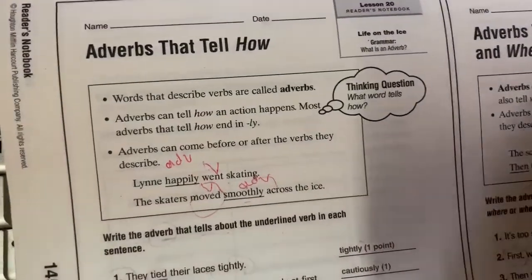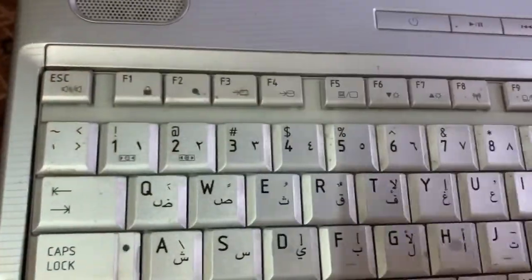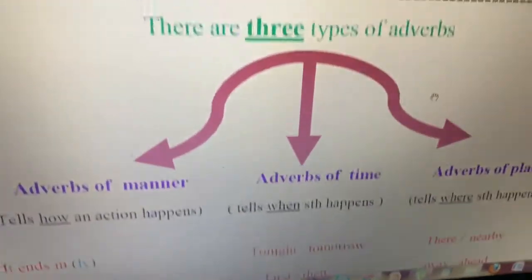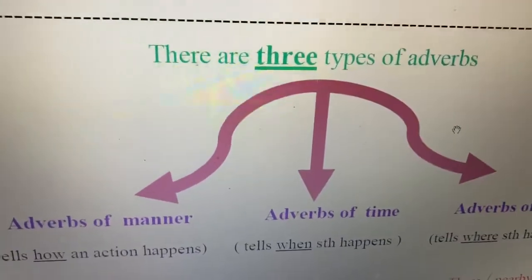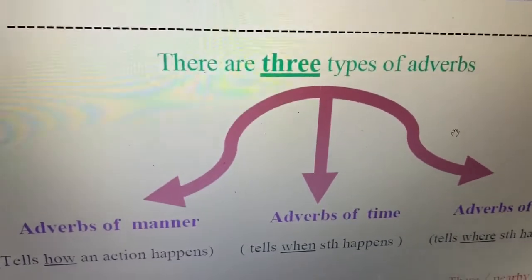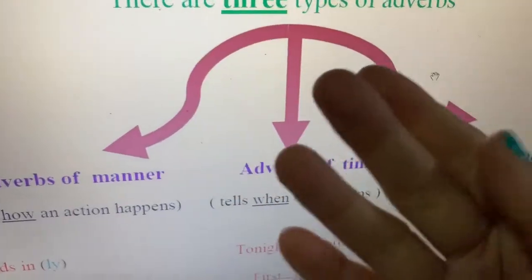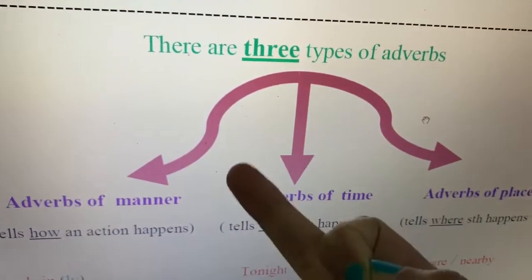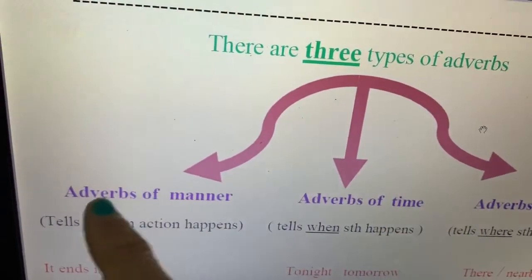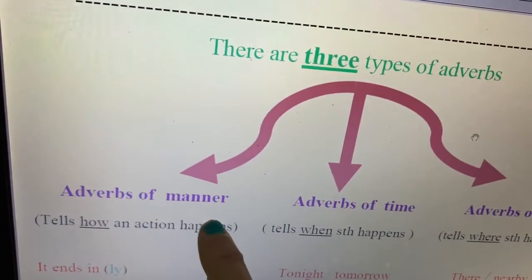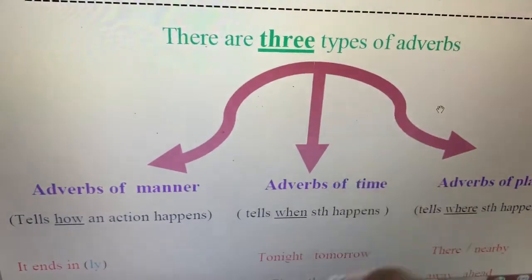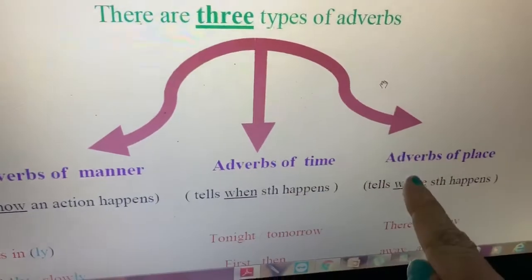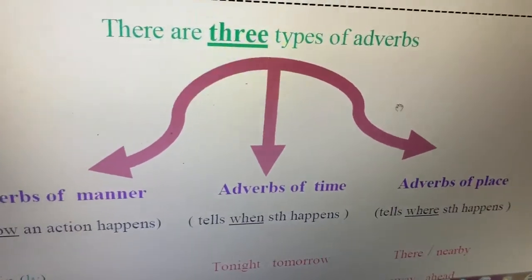I will tell you about it. Look at the pictures here. You will see there are 3 types of adverb. Okay, again, how many types of adverbs do we have? There are 3 types of adverbs. Number 1, adverbs of manner. Number 2, adverbs of time. Number 3, adverbs of place.